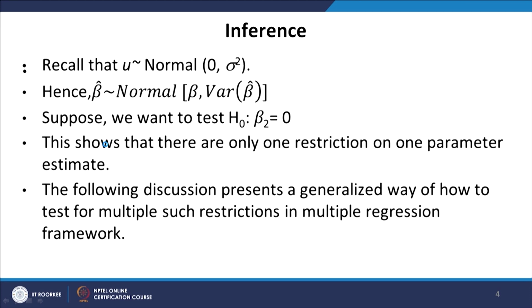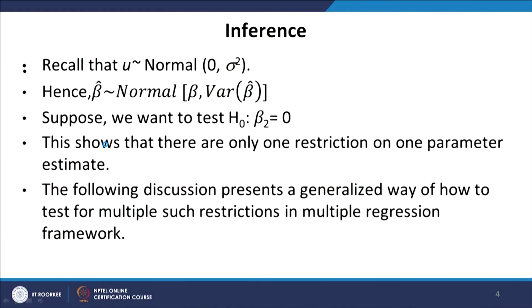Now, suppose we want to test the null hypothesis beta 2 equals to 0. It can be beta 2, beta 3, any beta j in a multiple regression framework. This shows that there is only one restriction on one parameter estimate. The following discussion presents a generalized way of how to test for multiple such restrictions in a multiple regression framework. We will not be specific to any kind of testing procedure, which will be taken up in a later part, possibly the next part, but for the time being we are presenting a generalized framework for hypothesis testing.